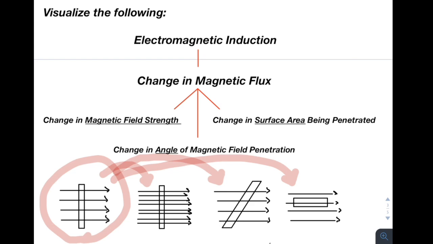So if we have cosine of 90 in our equation, that's going to give us a value of 0. So that shows us that if we have an object that is parallel to the magnetic field lines, it'll give us a 0 for the magnetic flux.